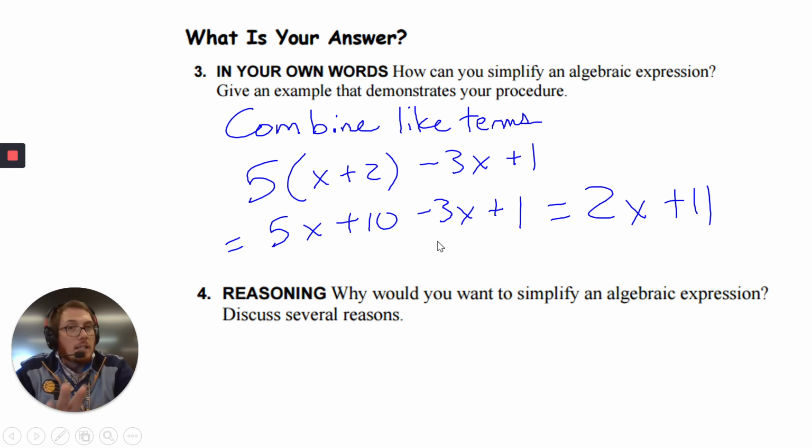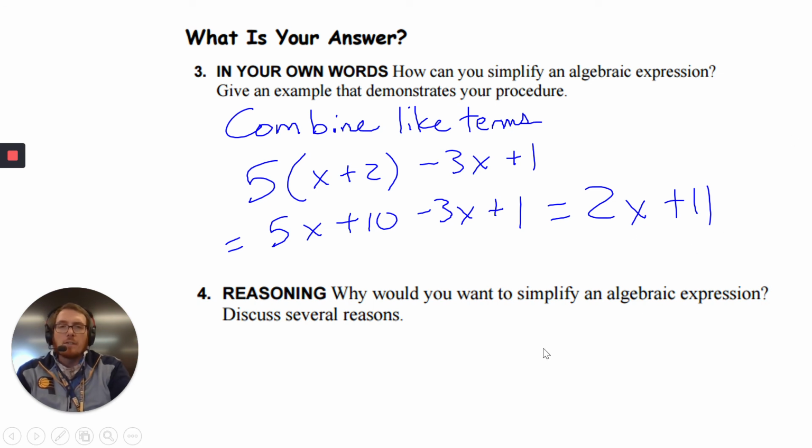But now all I can combine together is the things that are similar. So 5x here minus 3x, those both have x's, so I can combine them. So 5 minus 3 is 2 x's. Think of it kind of like integer counters. There's 5 of something, you get rid of 3 of them, there's 2 of those things left. And then plus 10 plus 1 becomes plus 11.